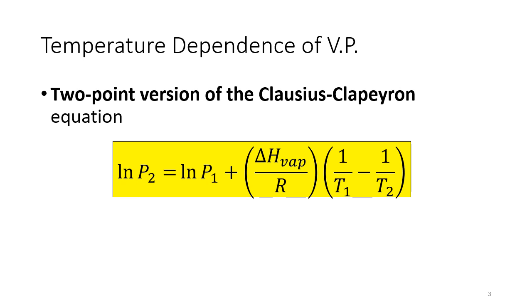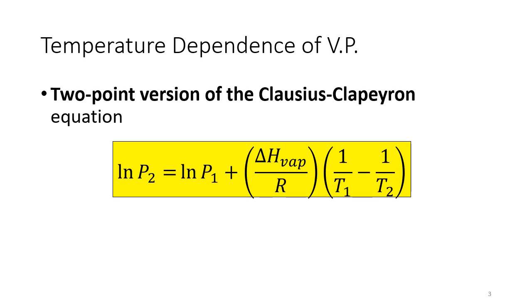A more commonly used form of the Clausius-Clapeyron equation is a derived two-point version, which allows us to solve for an unknown vapor pressure or an unknown temperature, or if we know the vapor pressure and the temperature at two conditions, we can find the unknown enthalpy of vaporization of the substance.